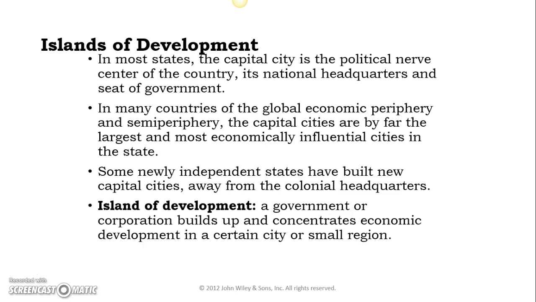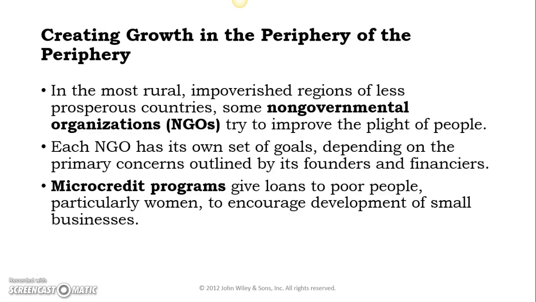And what that can do is create a separate island of development that's different from maybe what existed before. Again, an island of development is an area where a government or a corporation builds up and concentrates the economic development, and they focus it on a certain city or a small region. The coast of China, for example, would be an island of development. We'll find some others around the world, I'm sure, but that's the one that's coming to mind right now.